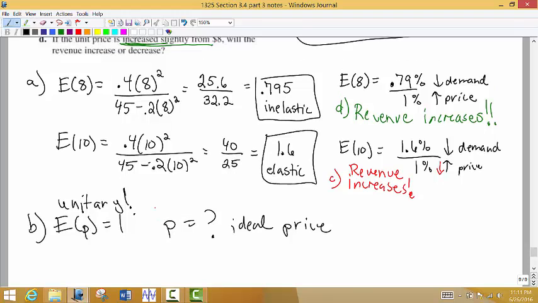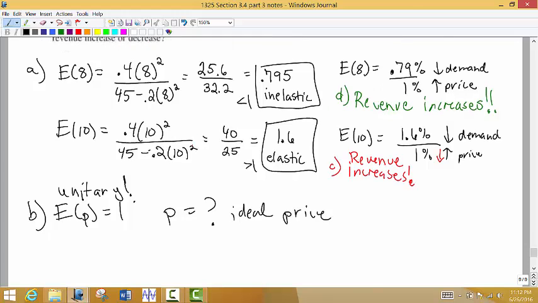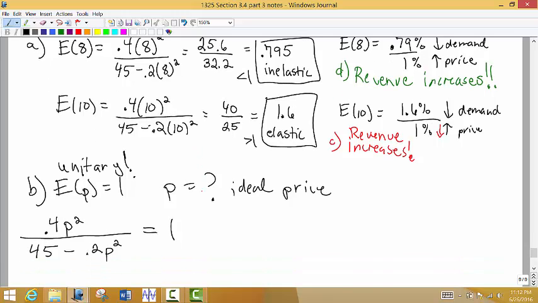Okay, so remember, inelastic means that my number that I get out is less than 1. Elastic means that it's greater than 1. What if it is exactly 1? We call that unitary. Okay, so we're going to take our E of P function, which was that 0.4 times P squared, divided by 45 minus 0.2 P squared. We're going to set that equal to 1. We're going to solve for P.